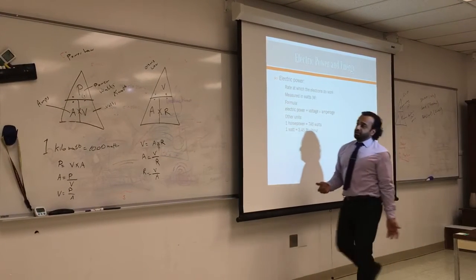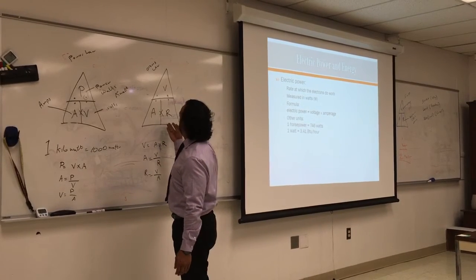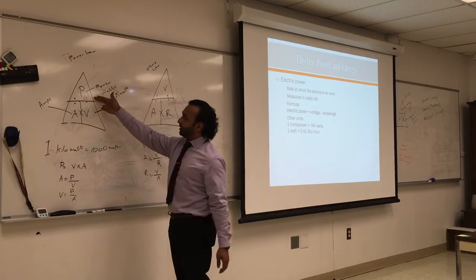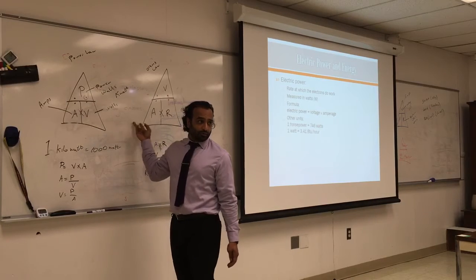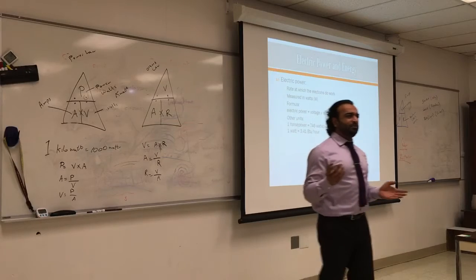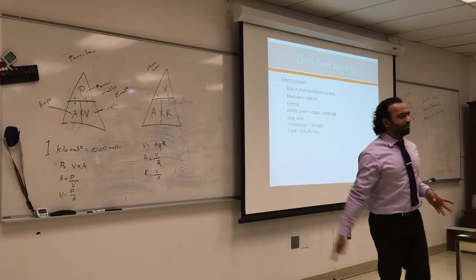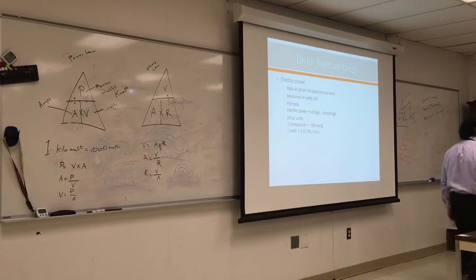Sometimes you need a combination. For example, if you need to find the resistance or amperage and you have only the power, you're going to use a combination between the two triangles. I don't want to go through the square and the square root. We're going to just use one at a time and make things a little easier.